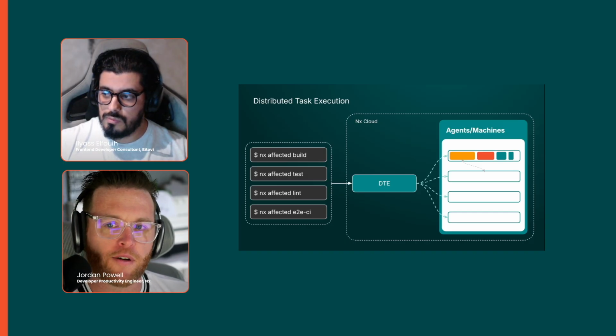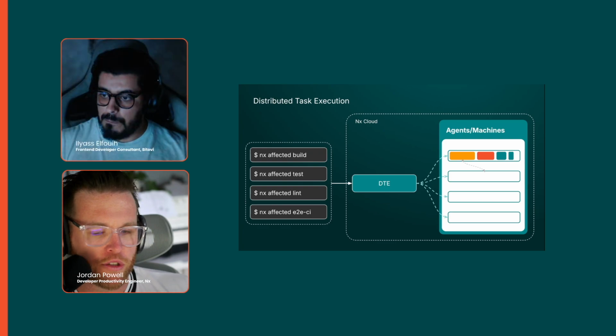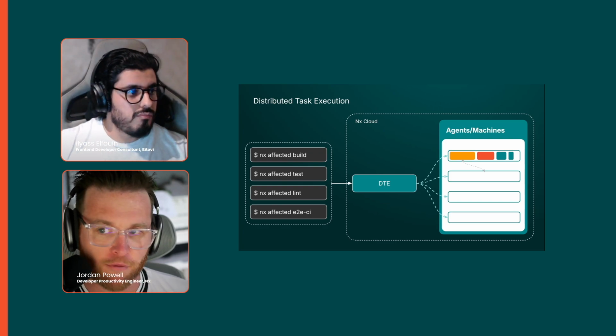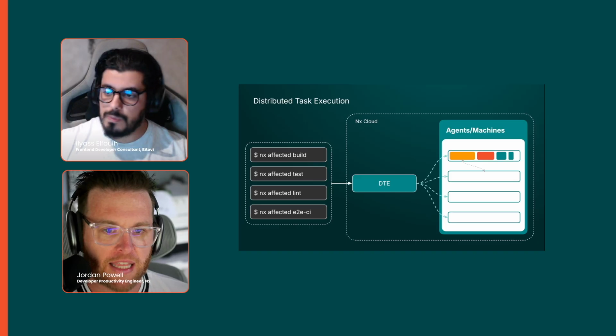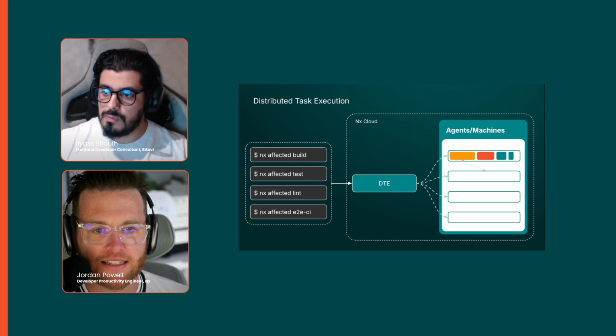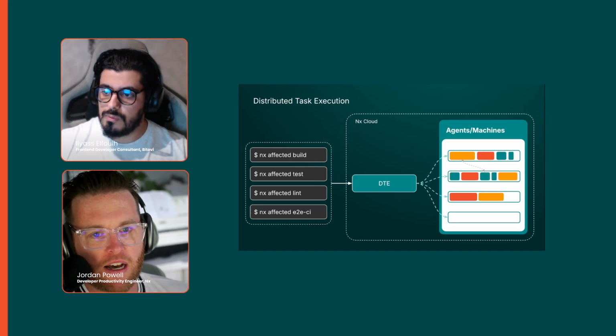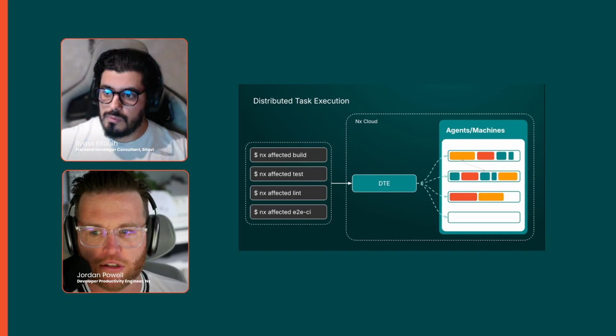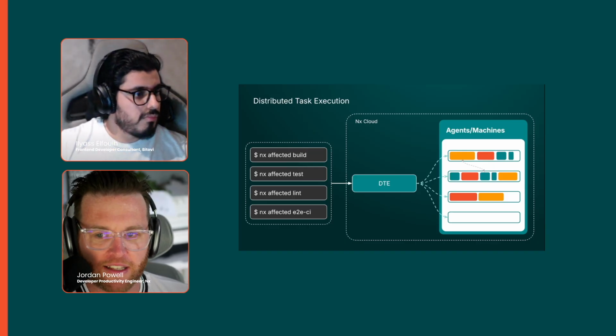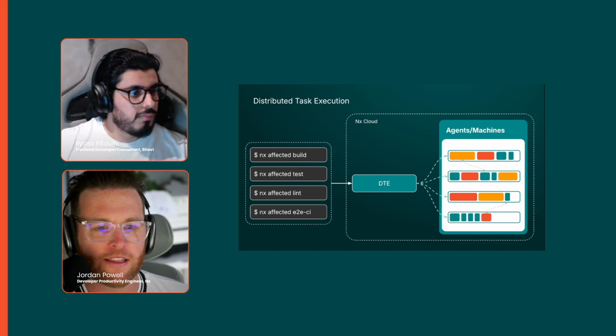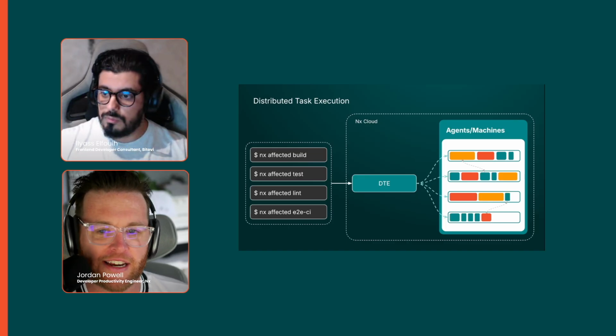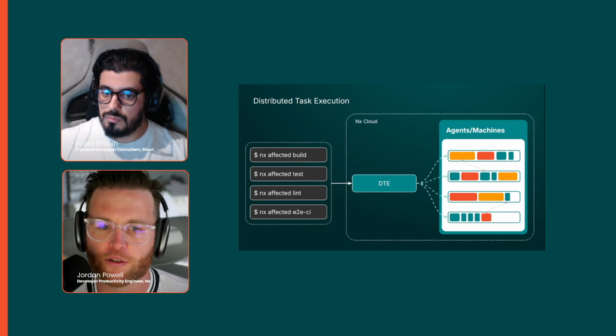Then Nx Cloud with DTE will look at the graph, what was changed and what needs to run, and dynamically pass the next task to an available agent. What this allows you to do is, on every PR, run whatever change is necessary in the most efficient way possible, in a very flexible way.